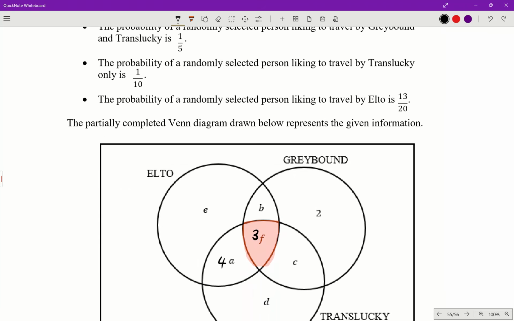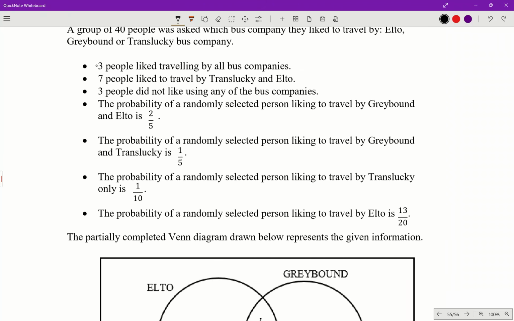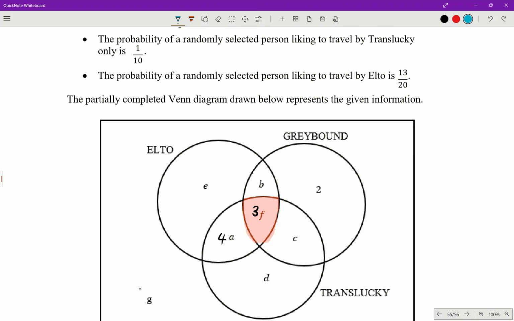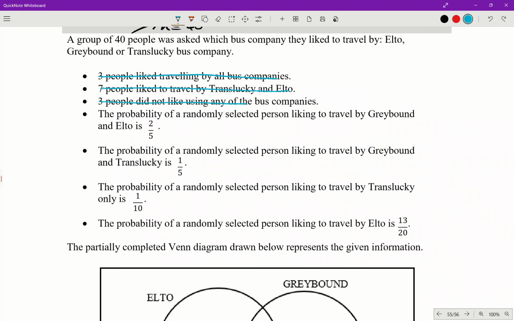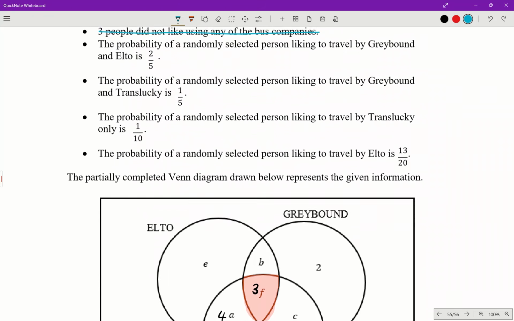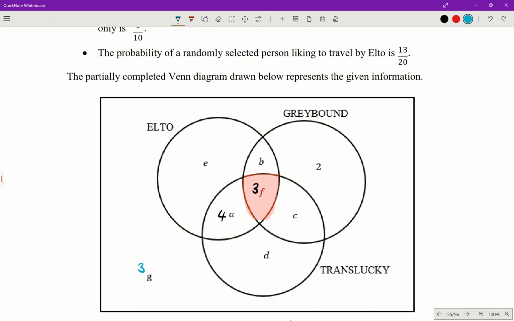So now, let's see. We have A, we have F. Let's read that. Okay, I'm just going to cross this out. Let's use another color. So this one we dealt with. 3 people did not like using any of the buses. It means that those ones belong outside. So G is 3. So we dealt with that. If they are not falling into any of the events that you have there, put them outside, inside here, but not in those circles.